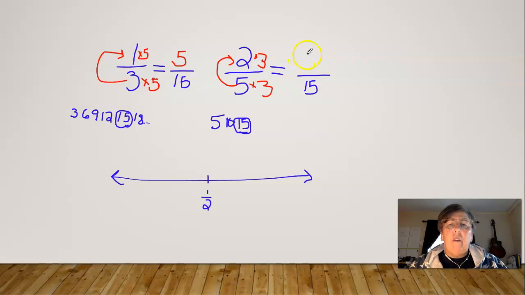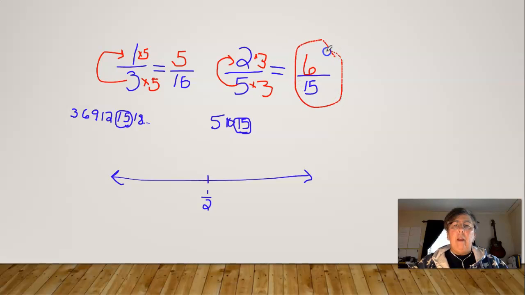2 times 3, 6. Oh, now I get 2 fractions I'm looking at. I got 5/15 and I got 6/15. Huh! 5/15 and 6/15. So this one is the biggest. That's easy to see because 5 is less than 6. So let's see. So that must tell me then that 1/3 is less than 2/5.